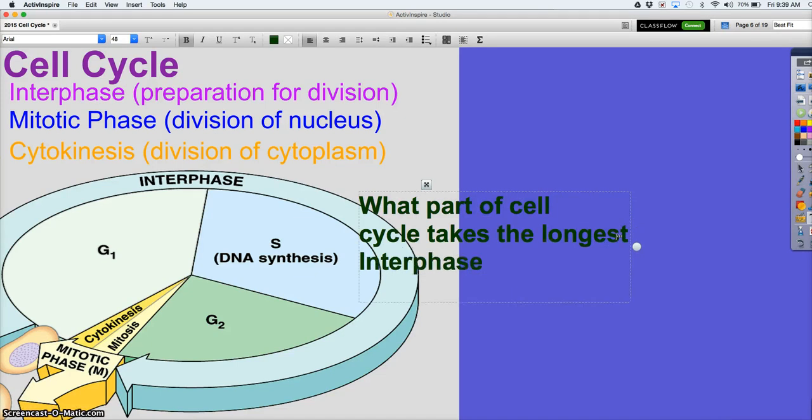What if I asked you what part of interphase is the longest? Good. And that's a little hard to tell, but I won't even ask you that, so we'll take it off. But interphase is the longest part of the cell cycle.